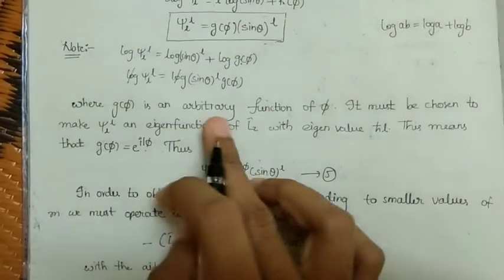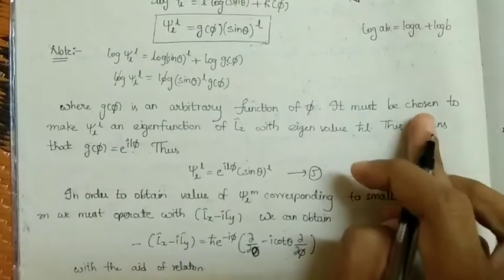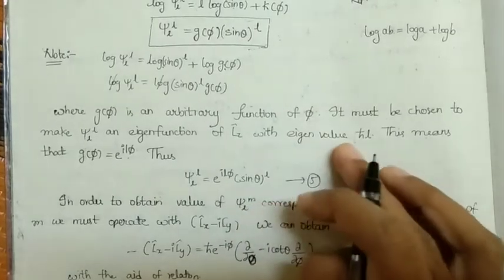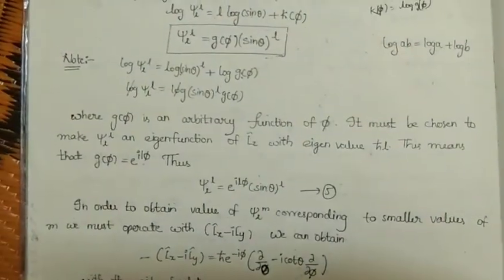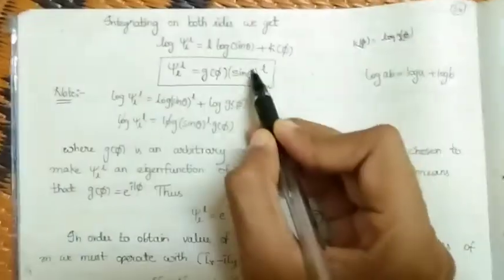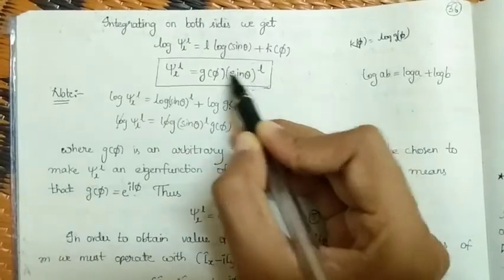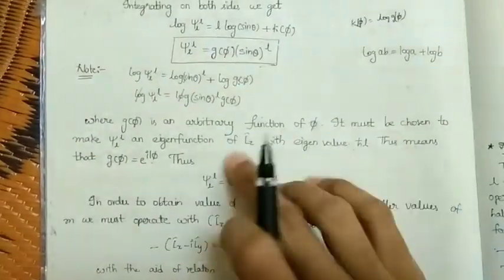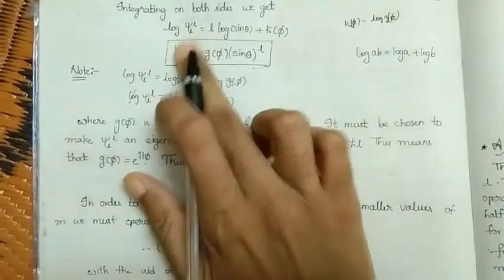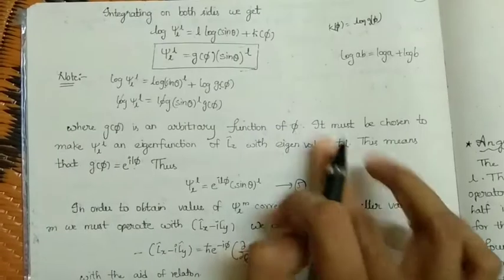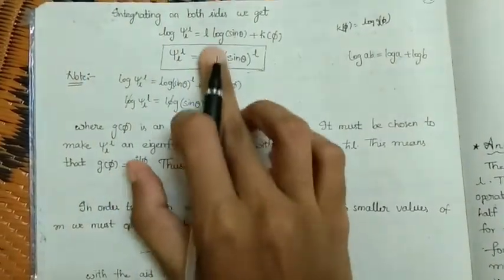Where g of φ is an arbitrary function of φ, it must be chosen to make ψ_LL an eigenfunction of Lz with eigenvalue Lℏ. So this is some arbitrary function of φ, depending only on φ, whereas this part depends on θ. So it is an arbitrary function, and we have to choose it in such a manner that it makes this wave function an eigenfunction of Lz with eigenvalue Lℏ. In such a manner we need to decide this g of φ.